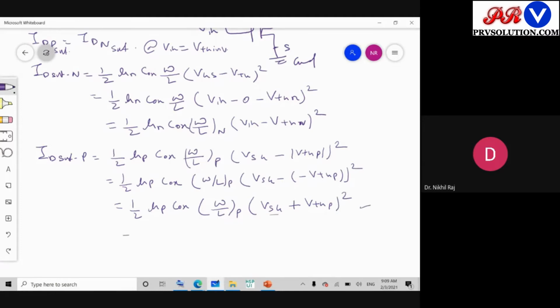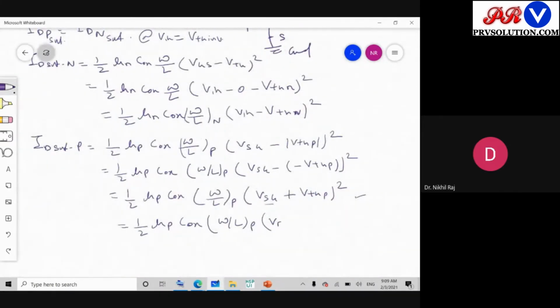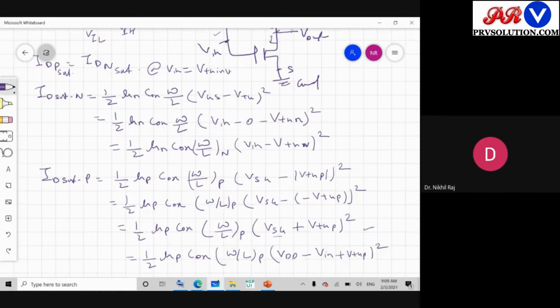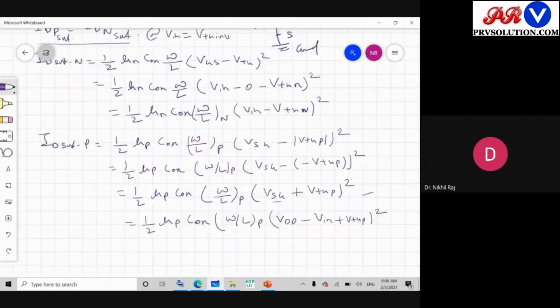Now substituting the VSG value, that is half mu P Cox W by L of P. What is VS in the architecture design? VS is nothing but VDD and VG is nothing but Vin. So VDD minus Vin plus VTHP whole square. So we got the second equation. According to this, both currents should be equal, so now I will equate these two currents.